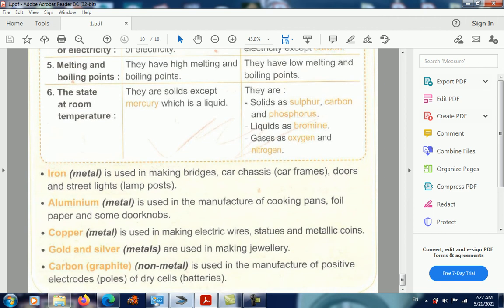So iron metal is used in making bridges, car chassis, car frames, doors and street lights, which are lampposts. Aluminium metal is used in the manufacture of cooking pans, foil paper and some doorknobs. The copper metal is used in making electric wires, statues and metallic coins. Gold and silver metals are used in making jewelry. Carbon graphite non-metal is used in the manufacture of positive electrodes, poles of dry cells, batteries.